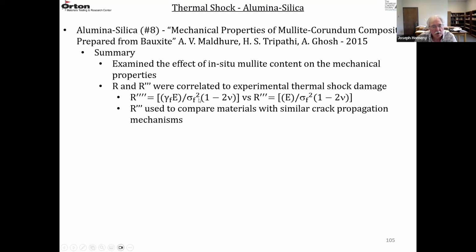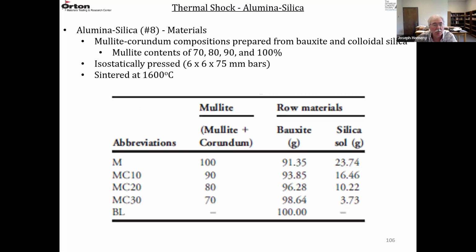Again, R4 prime has this work of fracture term in it. R3 prime does not. R3 prime was used to compare materials with similar crack propagation mechanisms. I'm not sure how you prove they're similar, but it's kind of a shortcut in my opinion by not measuring the work of fracture. And again, if I were developing a refractory with an improved thermal shock microstructure, if I were to measure one property, it would be work of fracture, especially as a function of temperature.